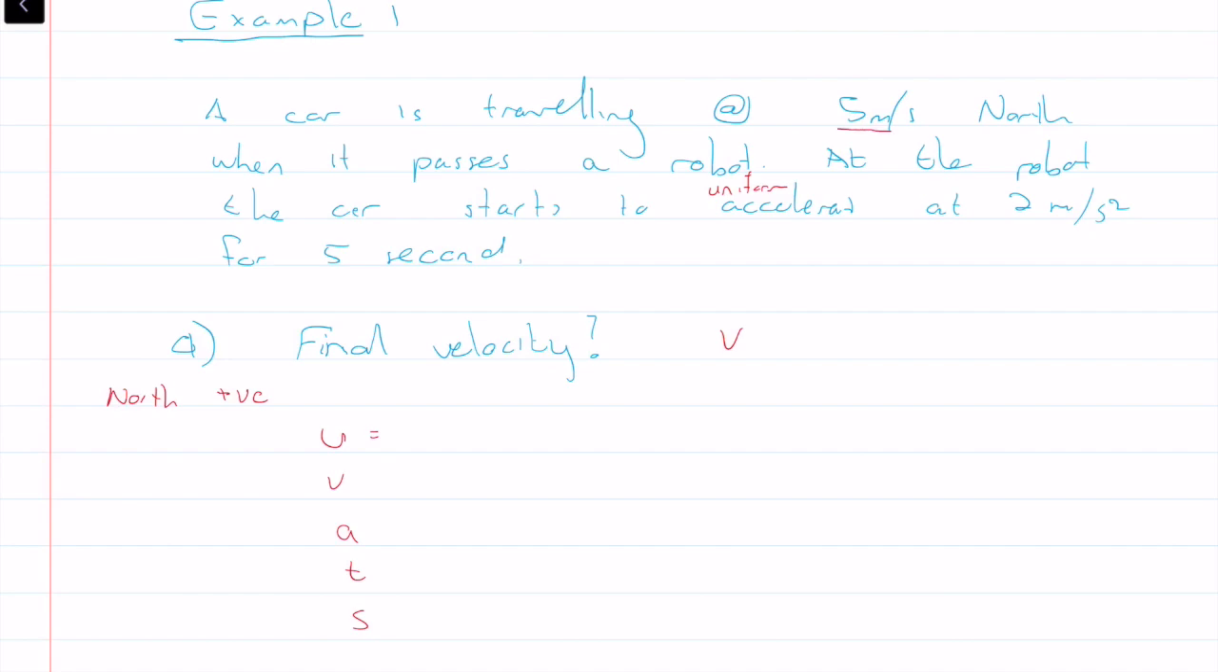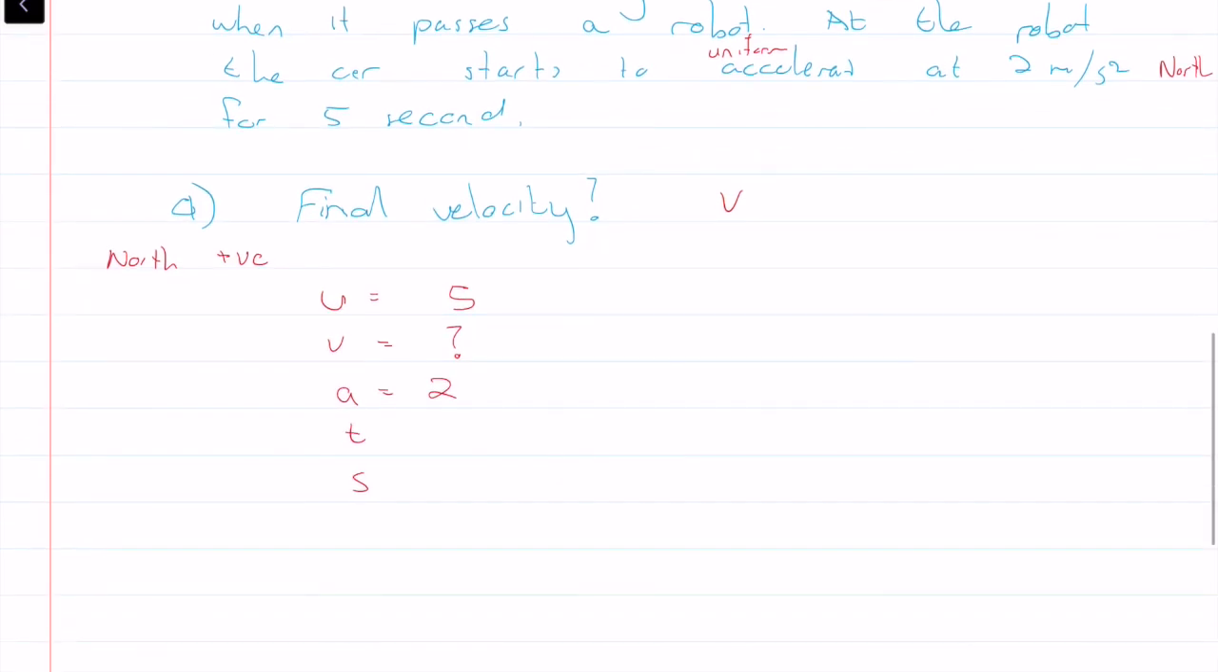This is 5 meters per second north, so we're going to take that as our positive. That's 5. Our final velocity is what we're looking for. Our acceleration is 2 meters per second north, so let's take the acceleration as 2. The time is 5 seconds. And our displacement is also unknown. Now we just need to find an equation that works for us.